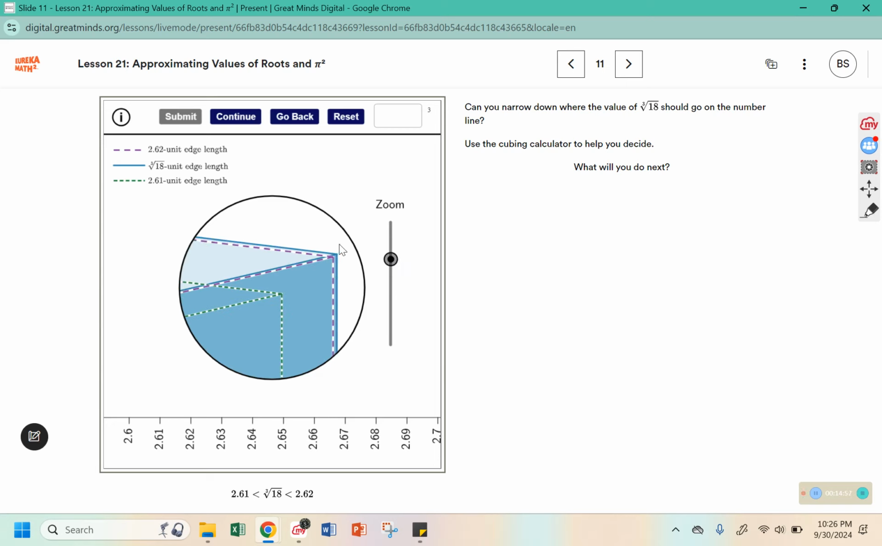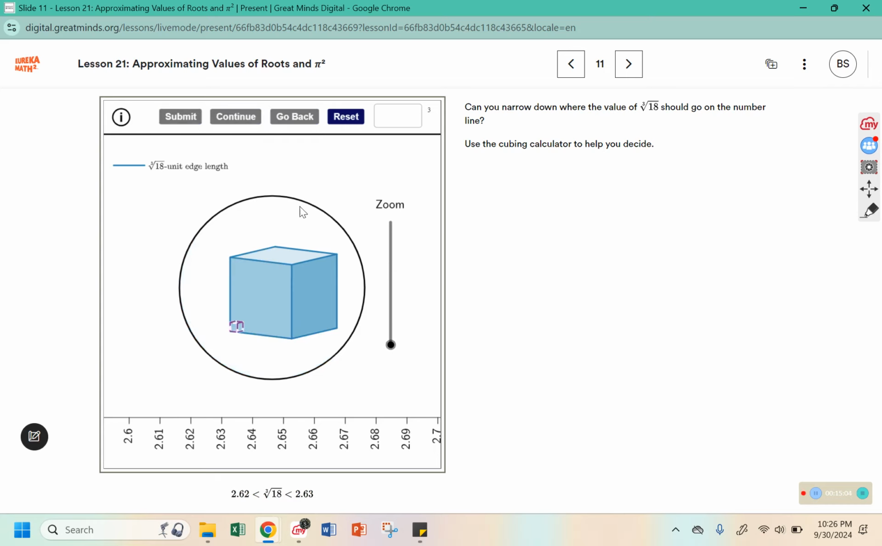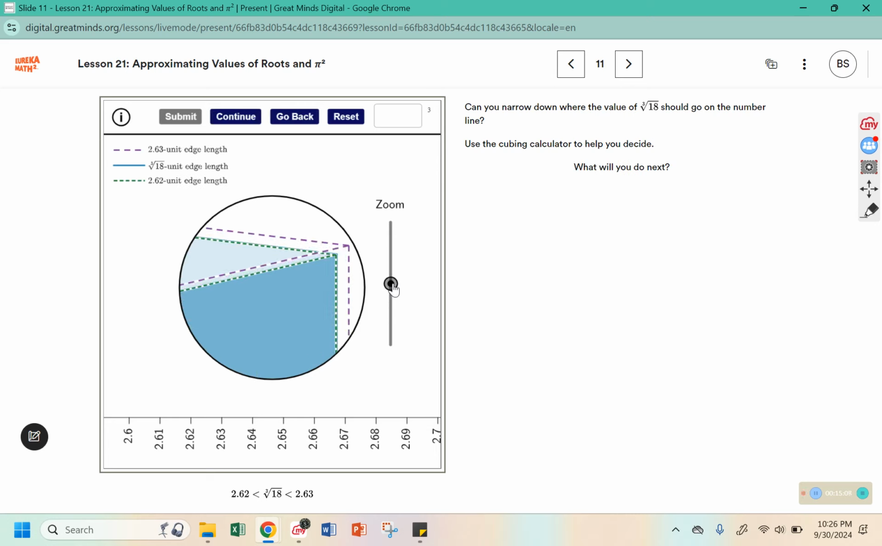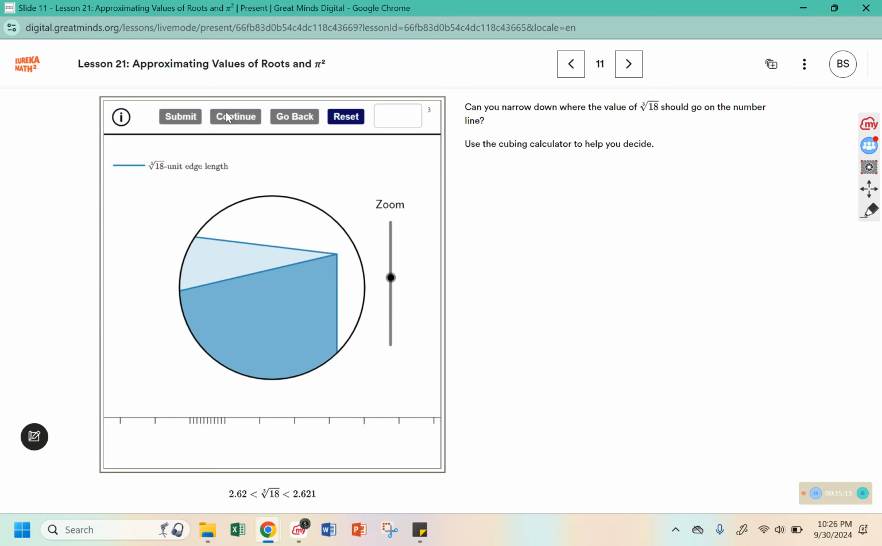It looks like both of these are still inside, so we need to adjust to make them larger. And then I have one inside and one outside. So we can continue.